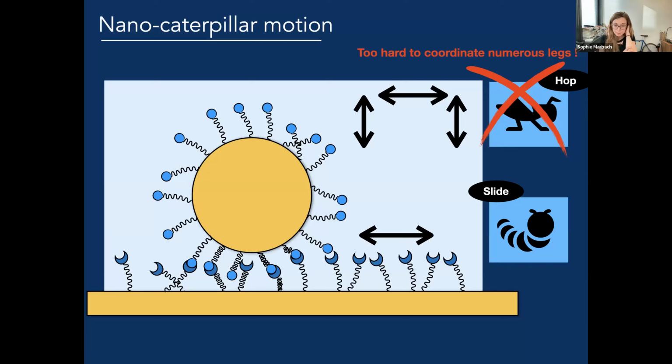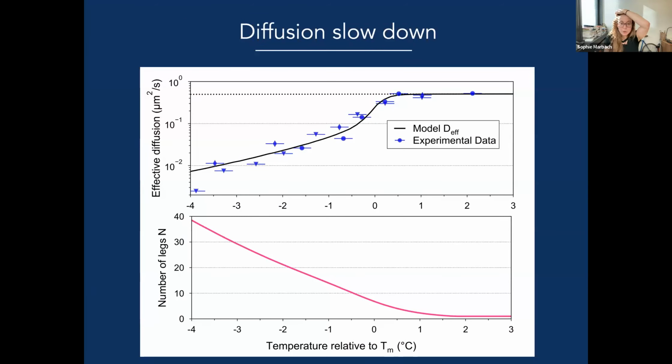Okay, so you're really walking at the nanoscale, like a caterpillar, and you do that when you have lots of legs, like a nanoscale caterpillar. So for our systems, I showed this plot with the number of legs with the surface, and with temperature, the number of legs definitely changes a lot.